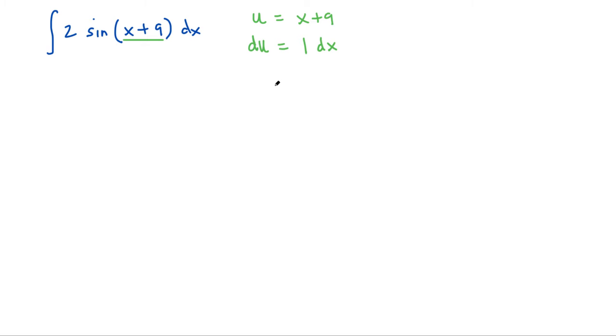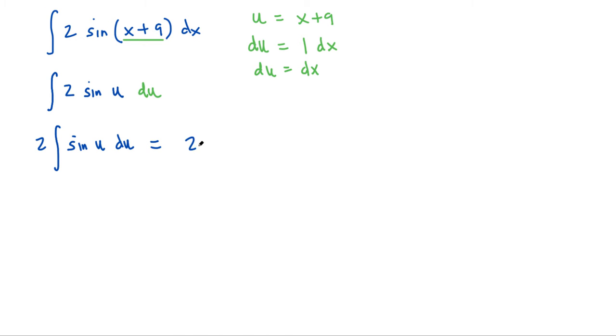And so now let's substitute these elements into the expression that we're given. So this becomes the integral of 2 times sine of u. And in place of dx, notice that I have 1 times dx, which means that if I simplify this, du is just equal to dx. So I can just replace the dx with a du. And now I can use my integral properties to evaluate this. I can pull the 2 out front and just try to find the antiderivative of sine of u du.